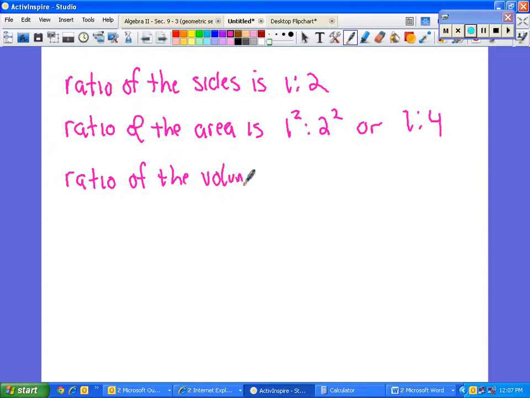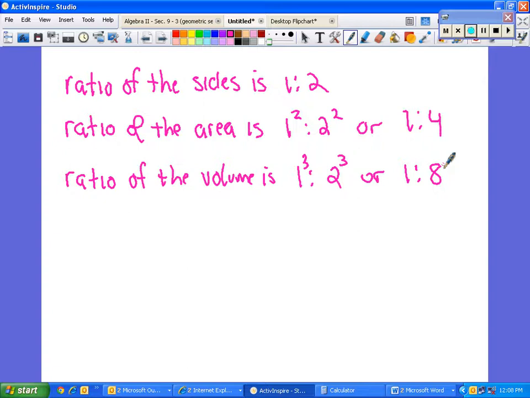What do you think it's going to be if I'm talking about volume? Volume is how many dimensions? It'll be to the third power, or 1 to 8. So if you're told the length of the side, or the ratio, you can get the ratio of the volume by simply cubing both parts of your ratio. And the same thing with finding the area: you're going to square it.